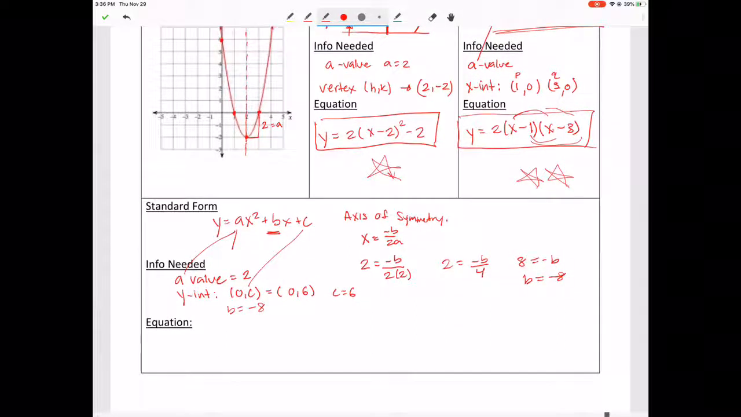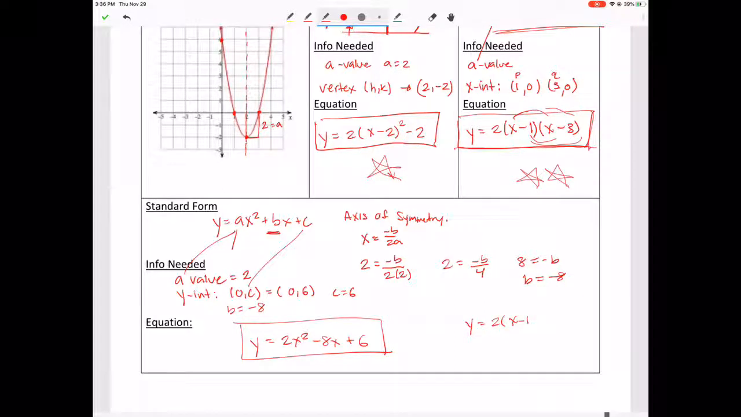So once you find those three things, then we can plug that into our standard form. It would give us 2x squared minus 8x plus 6, and that would be your answer. Okay, so just to show you how I would do it, I would start with the intercept form. So I'll write that right here, y equals 2 times x minus 1 times x minus 3.